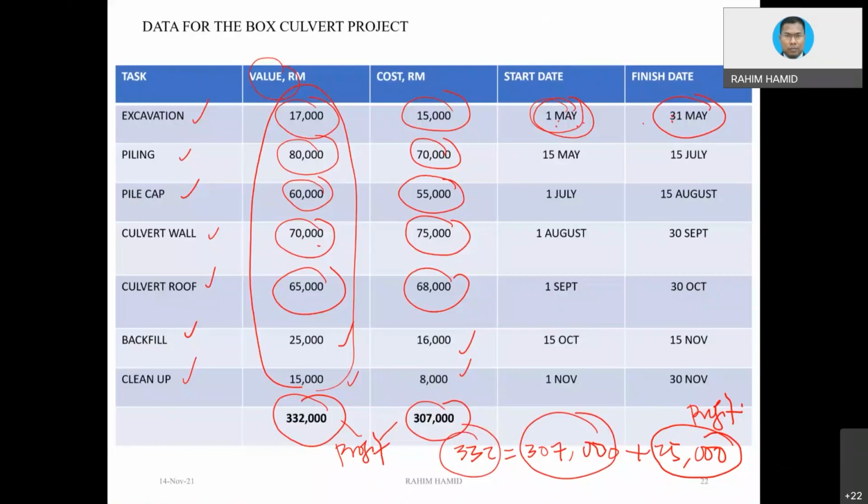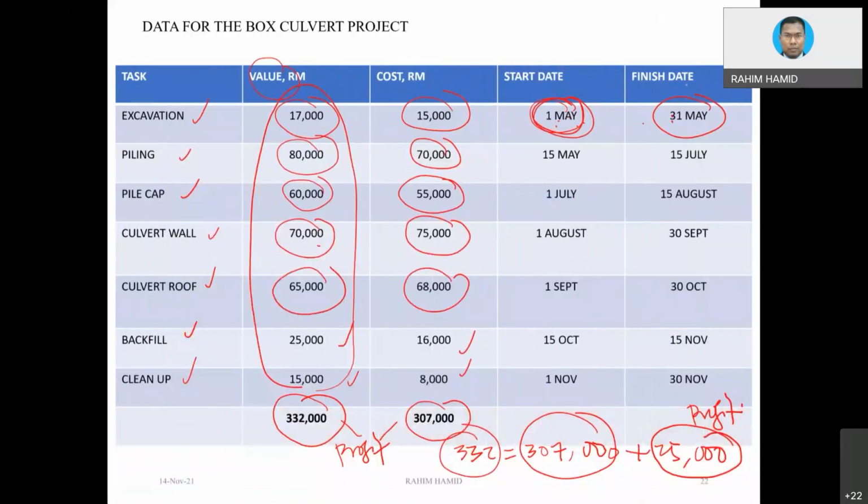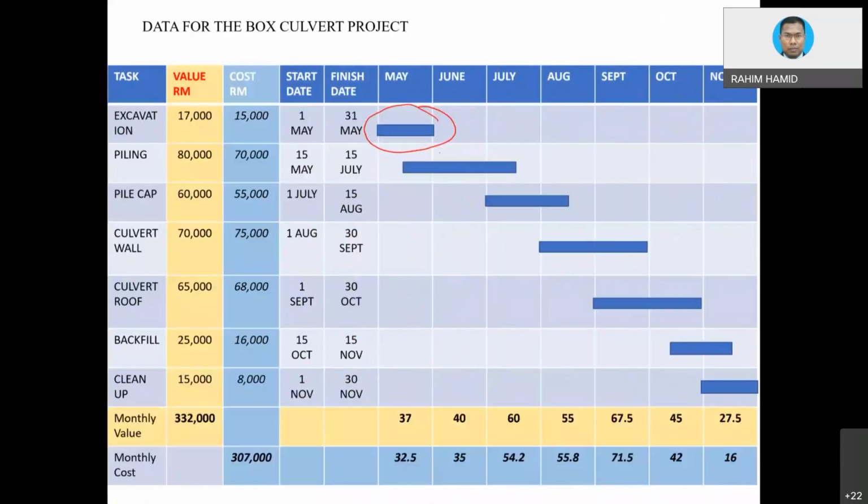First things first. Once you get the data, this is what you need to do. You need to draw the Gantt chart, because the information only gives you these dates. So the Gantt chart is based on these dates. I already drew it. So the first step, I would say, is drawing the Gantt chart.